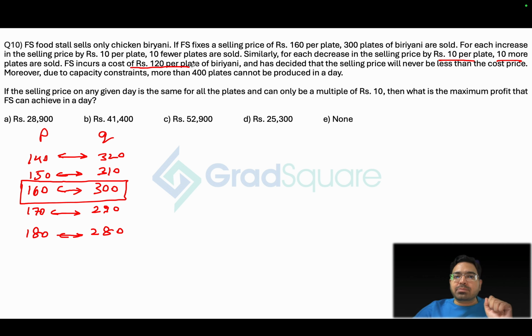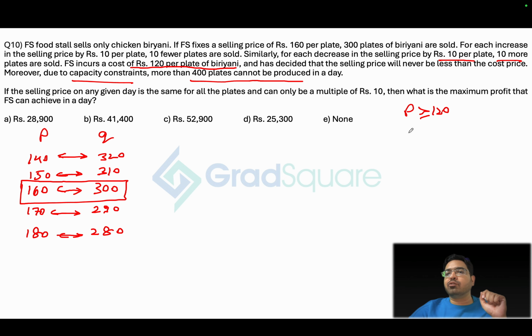They've also given you the cost price per plate, which is 120 rupees, and it has been decided that the selling price will never go lower than the cost price. So my price has to be always greater than or equal to 120. That's one thing which is very clear. And due to the capacity constraint, the number of plates cannot go more than 400. So the quantity sold must be less than or equal to 400. The selling price on any given day is the same for all plates, and can only be in multiples of 10. What is the maximum profit that they can have in a day is what the question is.